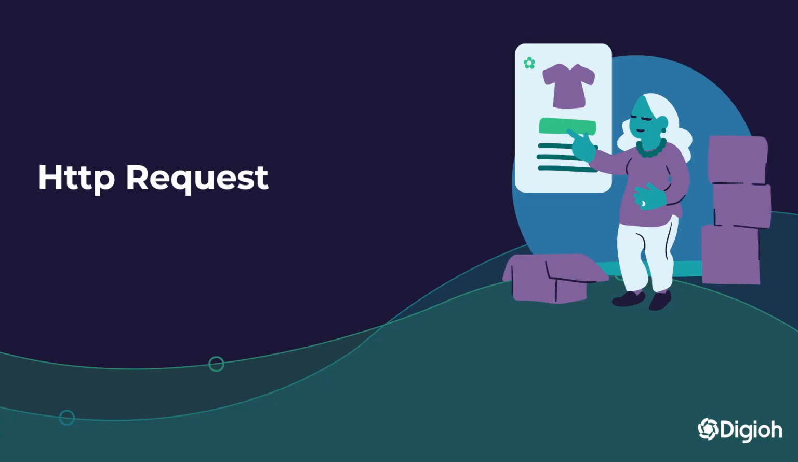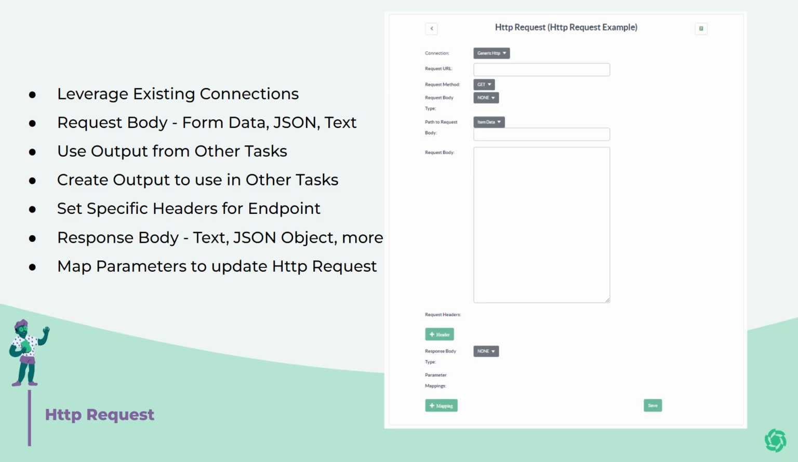The next task that we will talk about is the HTTP request. This is a very powerful task. It can perform an HTTP request to another service. So this can be used leveraging your existing connections that are already authenticated within Connect. You won't have to do any extra configuration for that. You can also specify how you would like the request body to be formed, whether it's form data, JSON, or text. You can access the output from your prior tasks, which is very powerful.